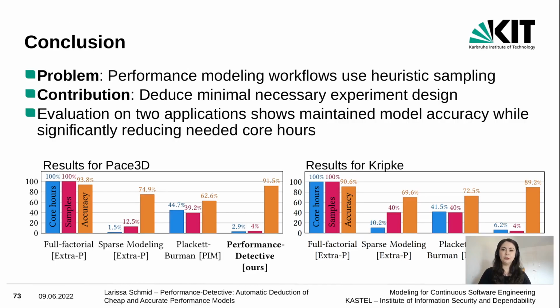So to conclude, the problem is that performance modeling workflows use heuristic sampling, and our contribution to this is that we show how to deduce a minimal necessary experiment design based on the insights by the system analysis. And our evaluation on 2 applications showed that we can maintain the model accuracy while significantly reducing the needed core hours.